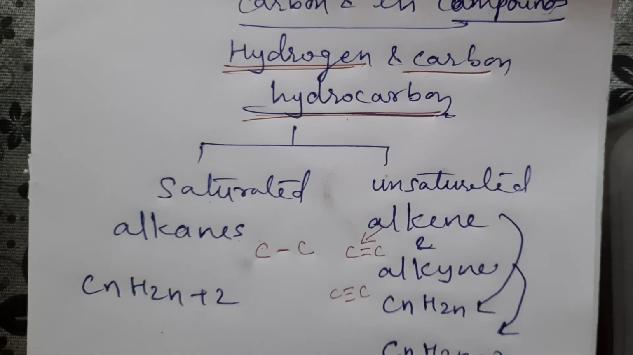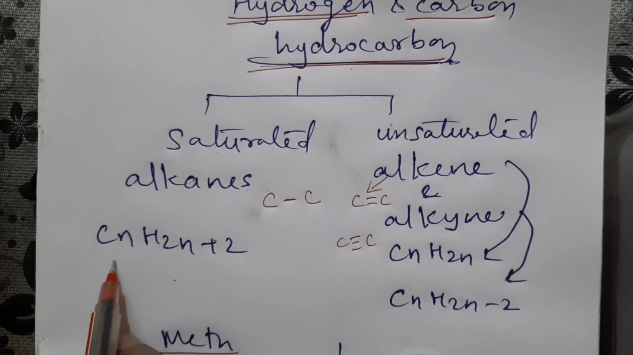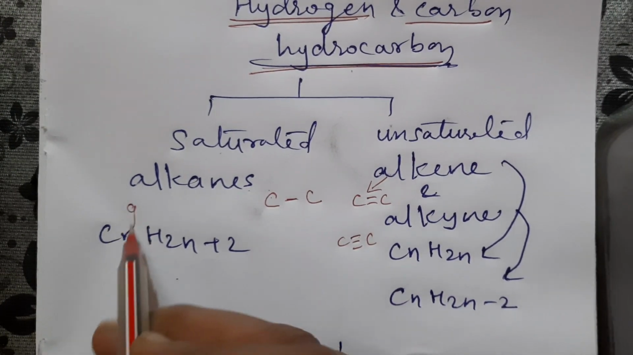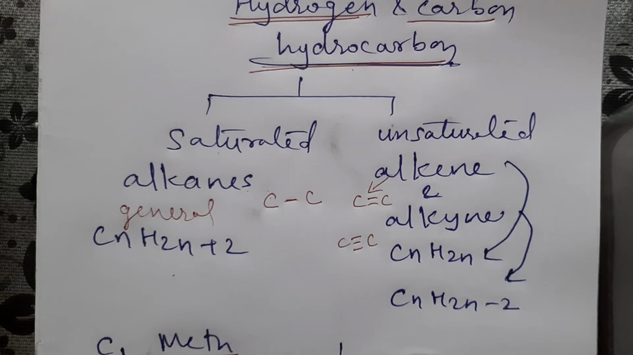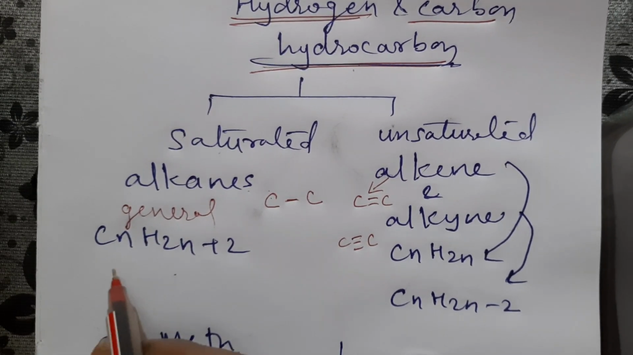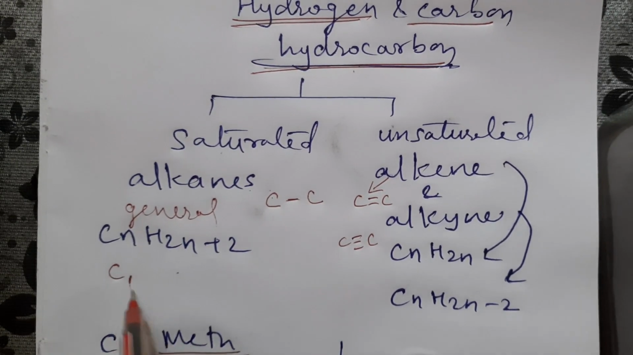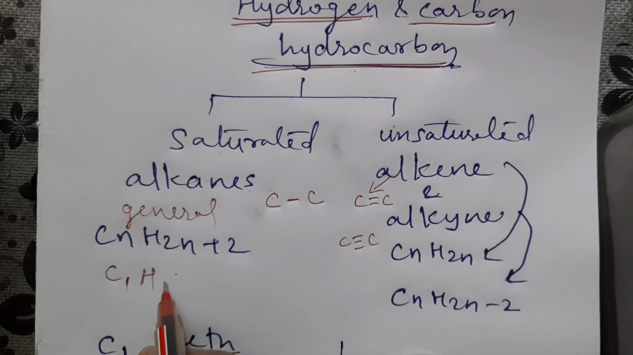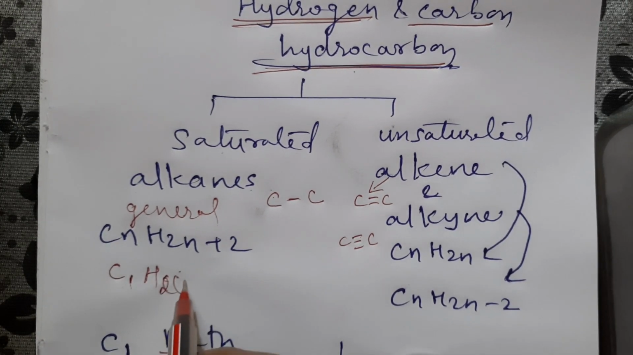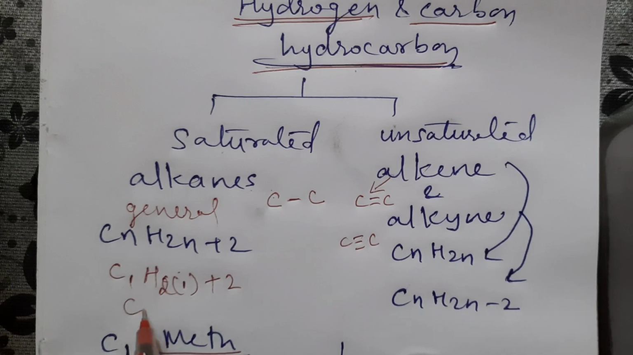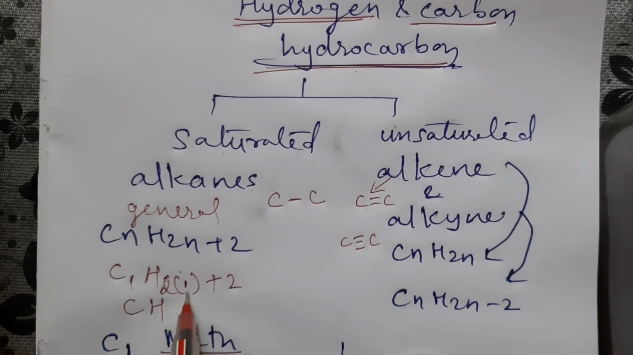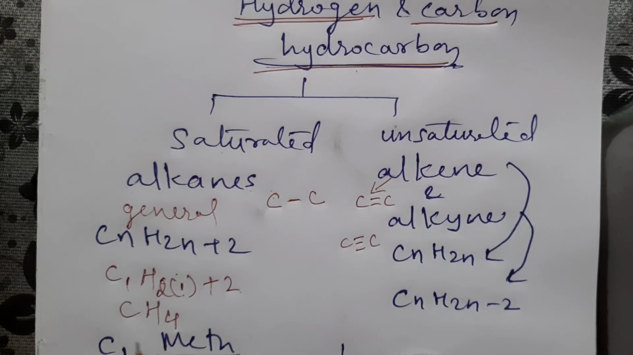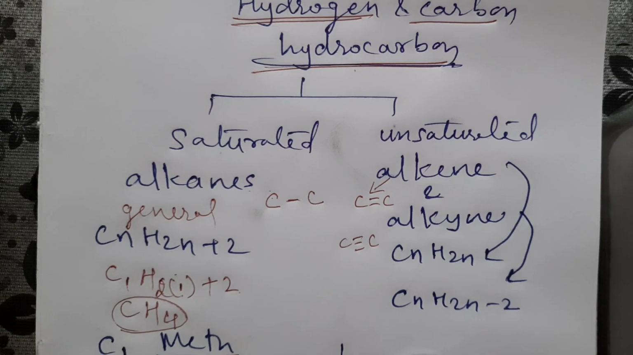Now the general formula of alkane is CnH2n+2. So this is the general formula. Suppose the number of carbon is 1, we replace n with 1. So C1, replace n with 1. Thus it is C1 H 2 ones are 2 plus 2, CH4, which is the first member of alkane derivative.